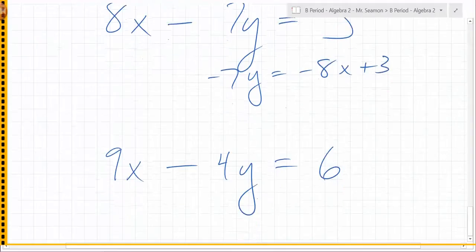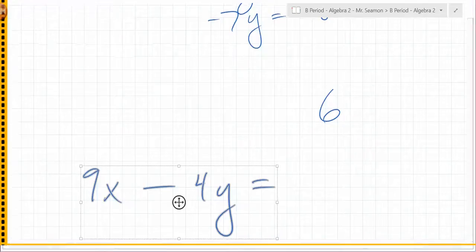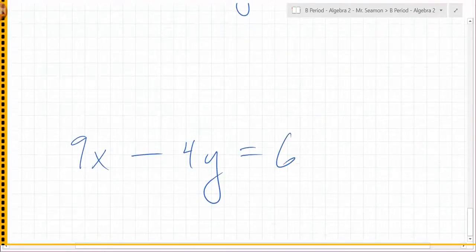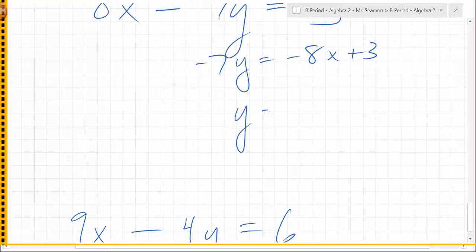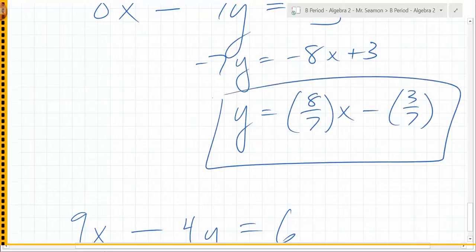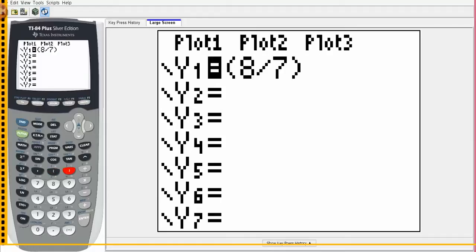What do I divide everything by now? Divide by negative 7. What do I end up with? I end up with y is equal to 8 over 7x minus 3 over 7. Are you okay with that right there? Okay. So y is equal to, parentheses are important here, 8 divided by 7, minus 3 divided by 7.